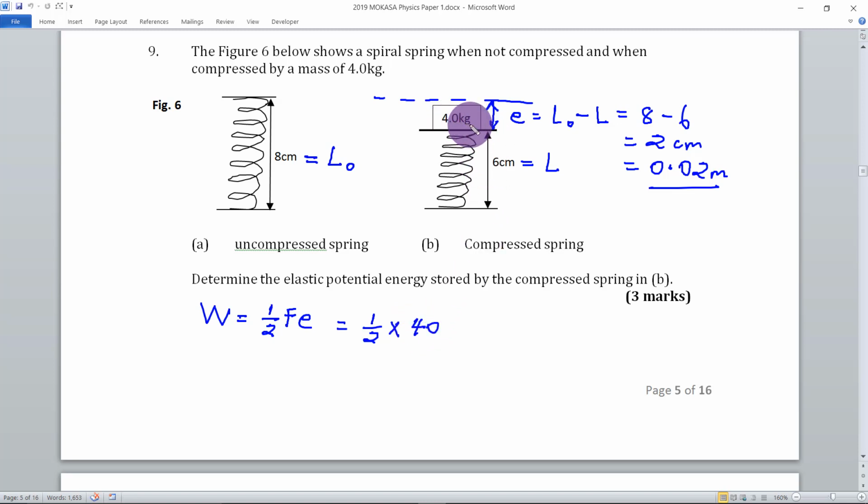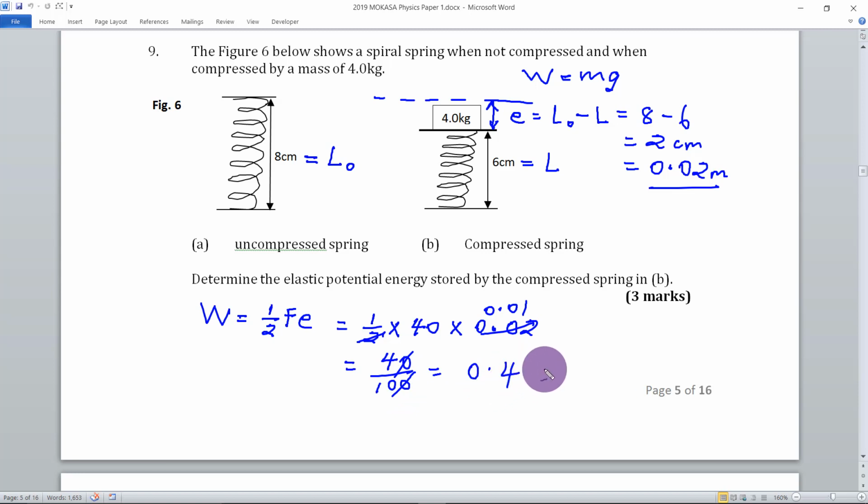4 times 10. Remember, again, to get the weight of an object, we just need to multiply the mass times the gravitational field strength. So 4 times 10, I get 40, and the extension is 0.02. Over here I'm going to get 0.01, and this one will be like 40 divided by 100, and of course this gives me 0.4 joules.